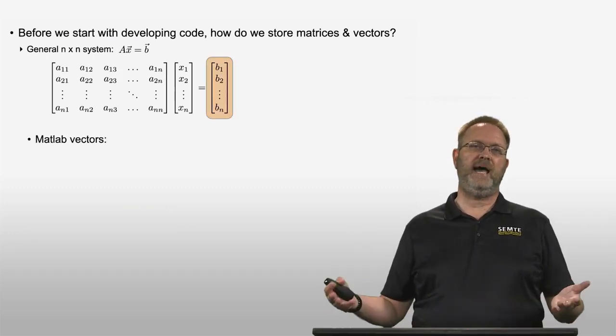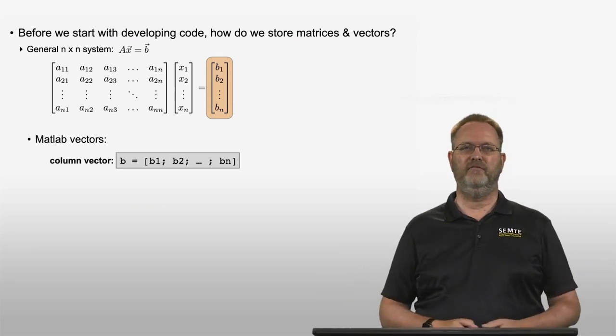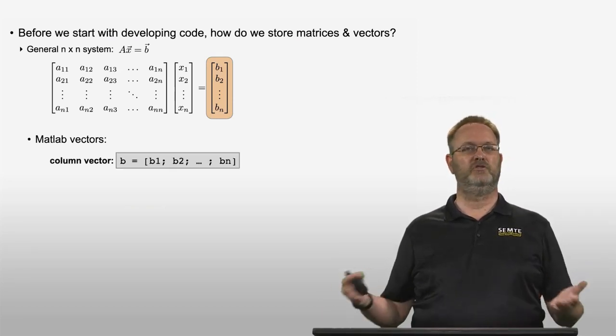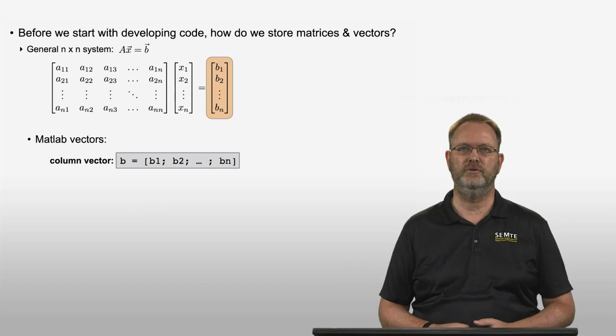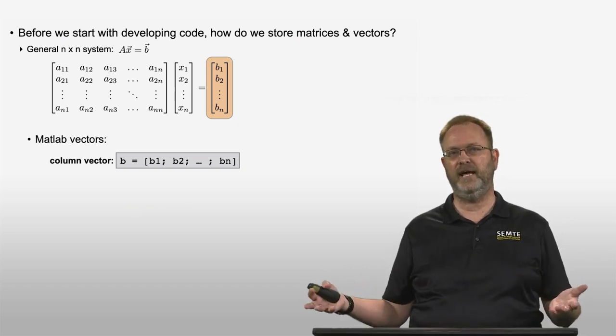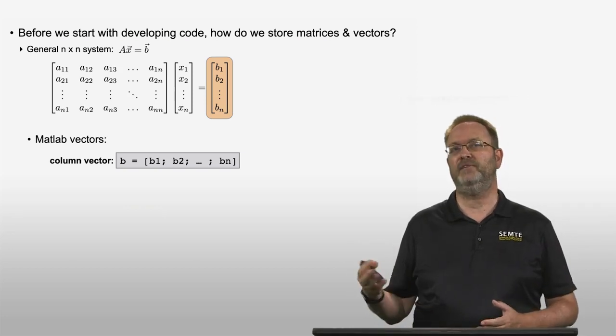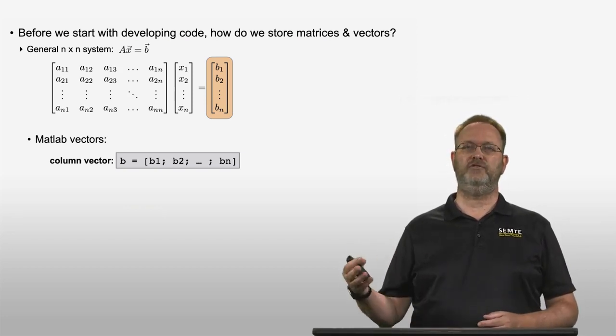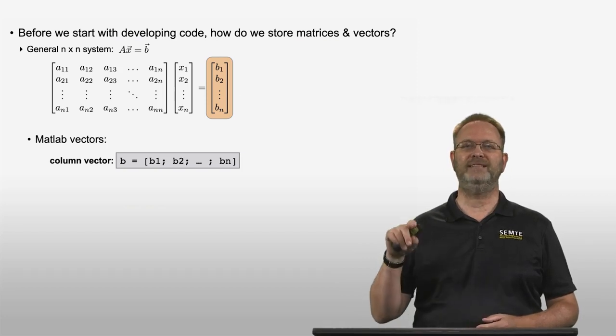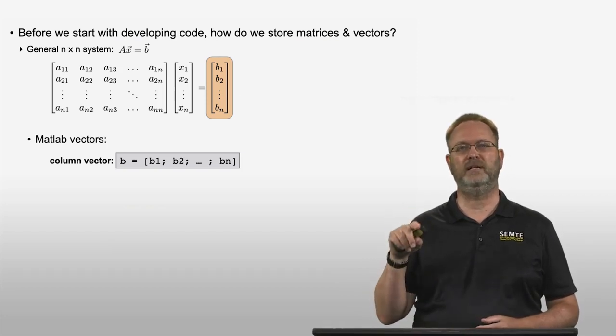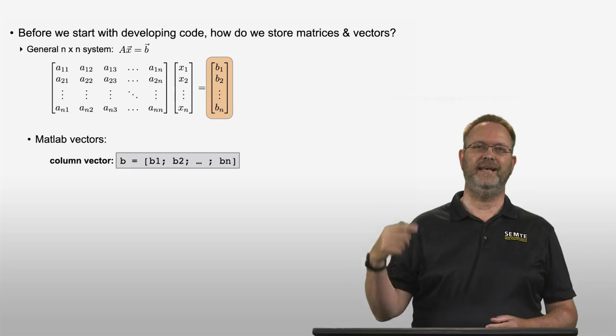So how does MATLAB store and deal with vectors? If we have a column vector, we just give the vector a variable name, b equal to, and then we use square brackets. And then we basically write each entry separated by a semicolon. The semicolon basically just means go to the next row.